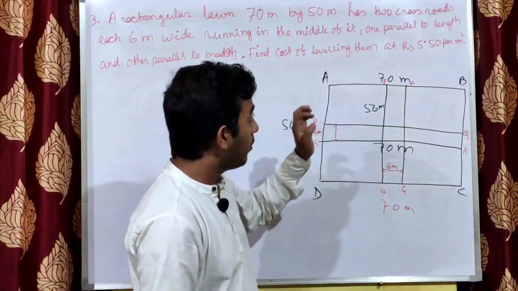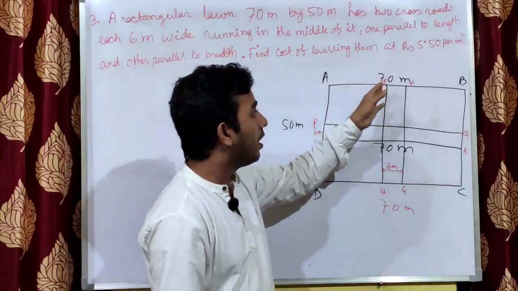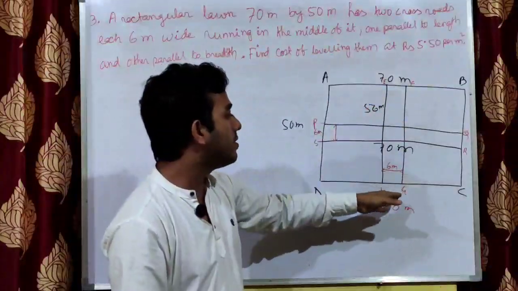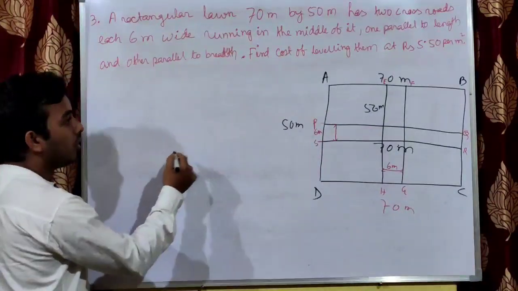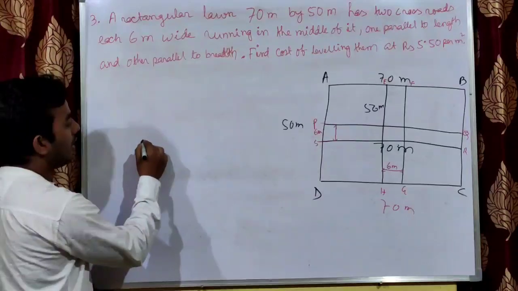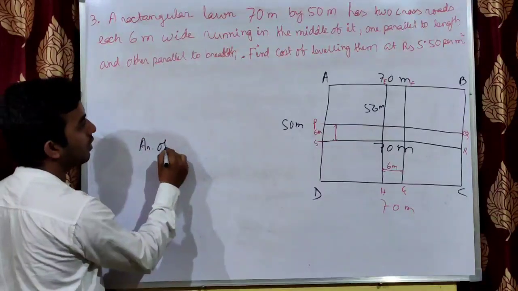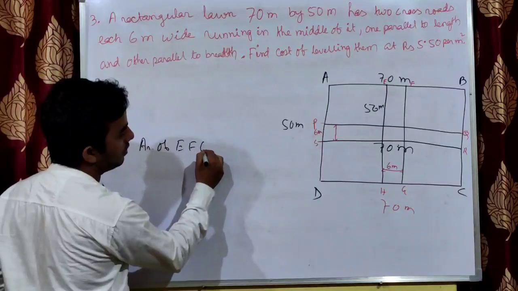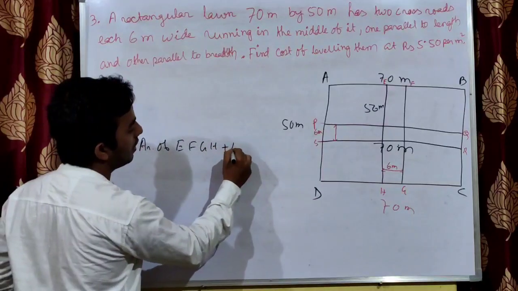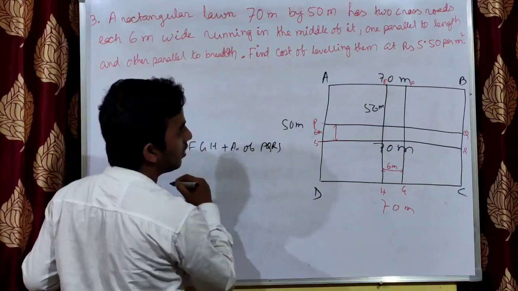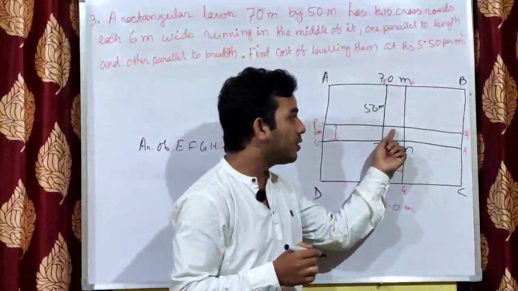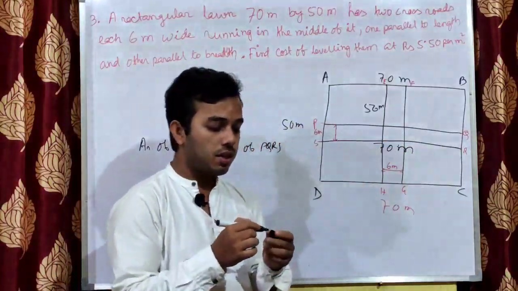We have to find the area of EFGH. When we find the area of both the roads, we will add the area of EFGH plus the area of PQRS, right? So when we add, look at one thing: this part comes twice, right?